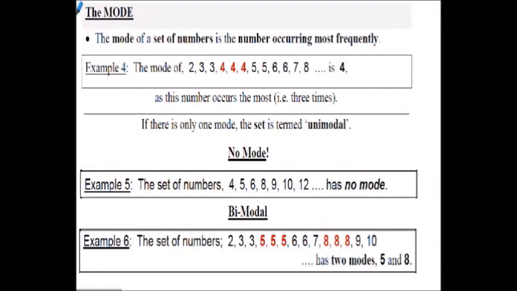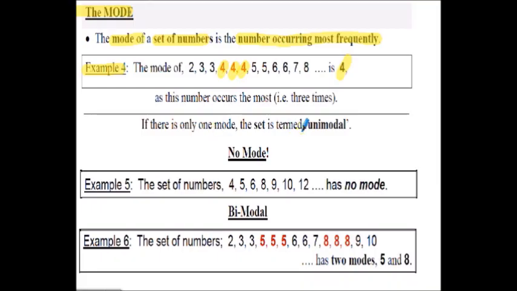And the final central tendency we're going to look at is the mode, and probably the easiest of all to determine. The mode of a set of numbers is simply the number that occurs the most often, the most frequent. In example 4, looking at this series of numbers here, which I've arranged in ascending order for convenience, we can clearly see that the number 4 occurs the most. It occurs 3 times. All the other numbers occur less than that. So the mode is simply 4.